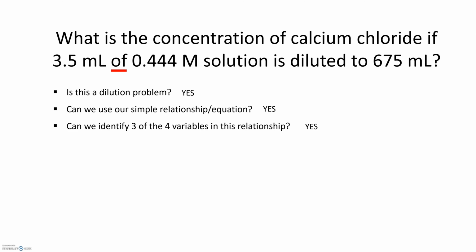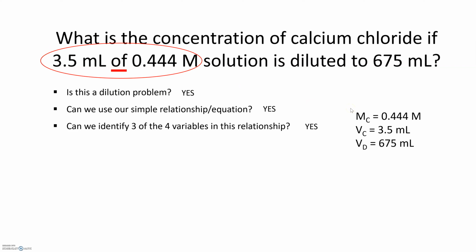Here are some tips for getting information out of the word problem. That word "of" is an important little word. It connects the volume, 3.5 milliliters of, to the concentration, 0.444 molar. Those 2 bits of information go together. They are for one of those solutions, either the concentrated or the dilute one. And the story of the problem tells us that this 3.5 milliliters of this solution is diluted. That tells me that this information circled in red is the concentrated information. So I can make a little table of that and put that off to the side, kind of organize my information for myself.